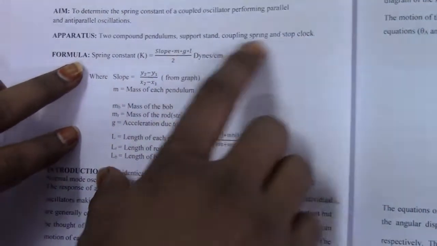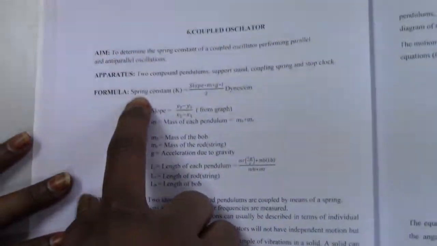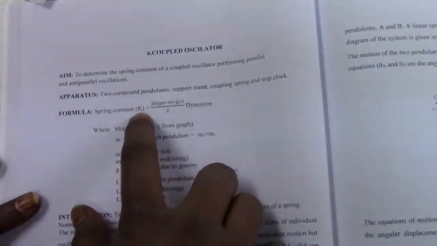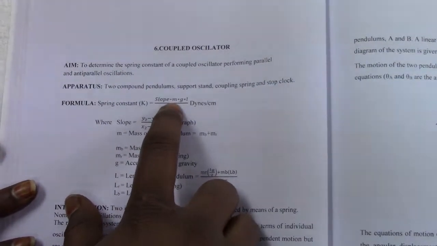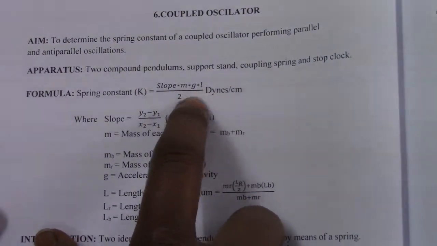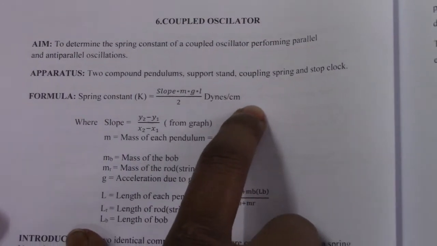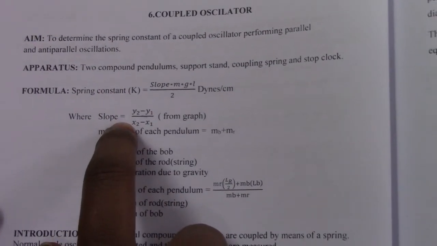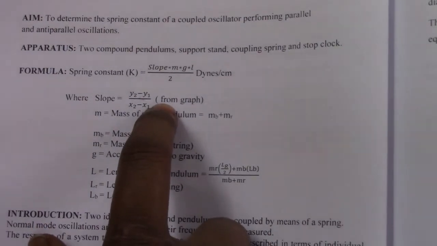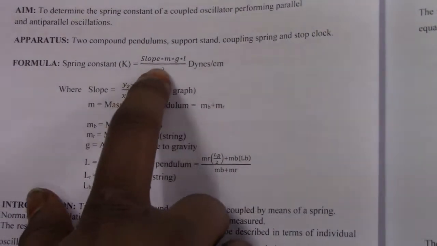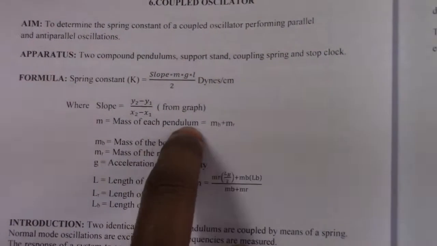To calculate the spring constant, the formula we are using here is spring constant K is equal to slope into M into G into L divided by 2, units are dynes per centimeter. So here the slope we are calculating by plotting the graph. Later we will discuss about this. Coming to small m, it is the mass of each pendulum.